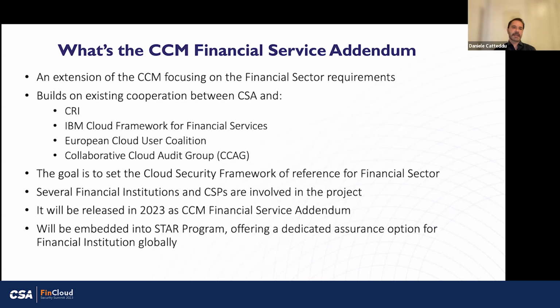Now, the idea is that we are going to complete this work, which is ongoing, towards Q3 2023, and then release, as usual, free of charge, the financial service addendum to the cloud control matrix. And then finally, we are going to embed this into our STAR program in order to offer a dedicated compliance offer that is going to address the needs of the financial sector and hopefully decrease the governance and compliance fatigue that both financial institutions and cloud service providers are currently suffering.